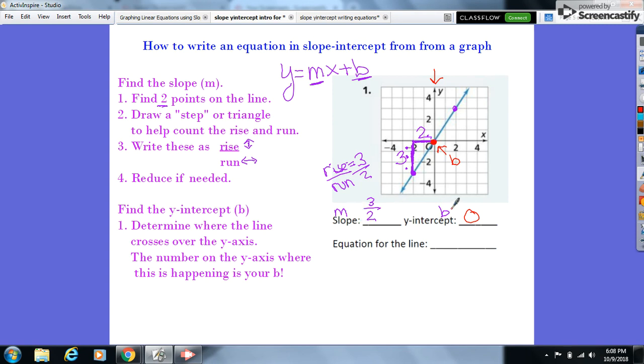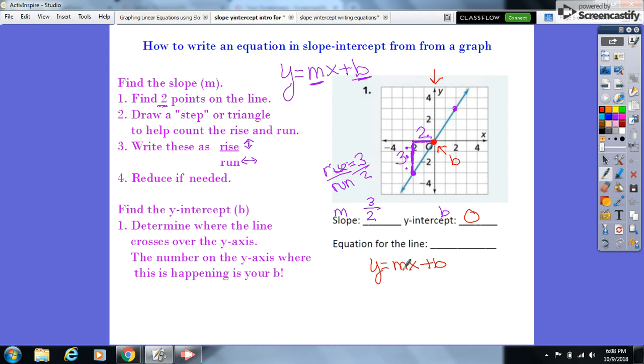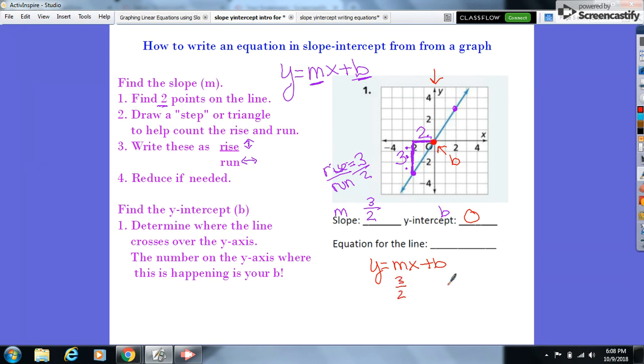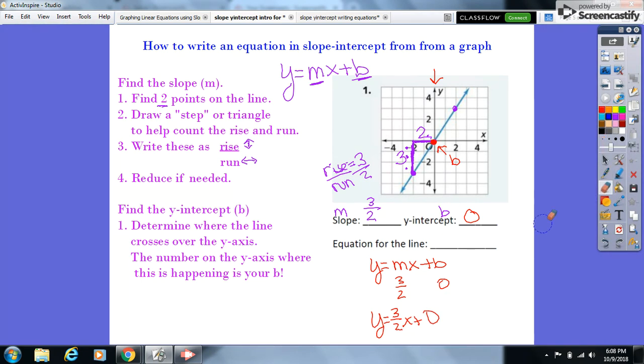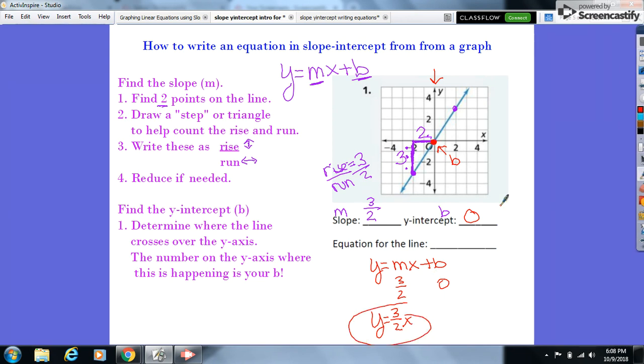So now I have an m, now I have a b. I can figure out my equation. So my equation says y equals mx plus b. Only now instead of an m, I'm going to have 3 over 2. Instead of a b, I'm going to have 0. So really I've got y equals 3 over 2x plus 0. Now, when you get to high school, your algebra teacher is not going to like that very much. Whenever you add 0 to anything, it does not change the value. So we actually don't even need to put that plus 0. Our equation for this line would be satisfactory as y equals 3 over 2x.